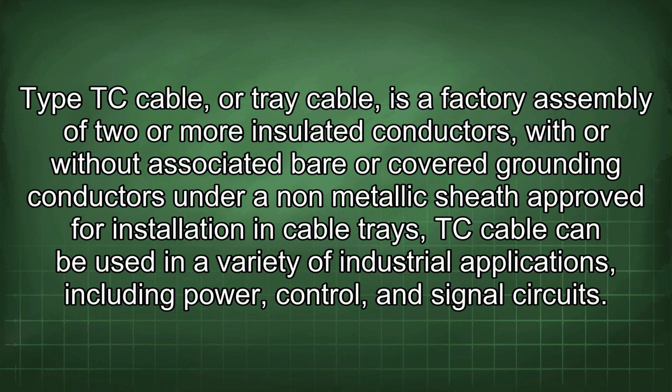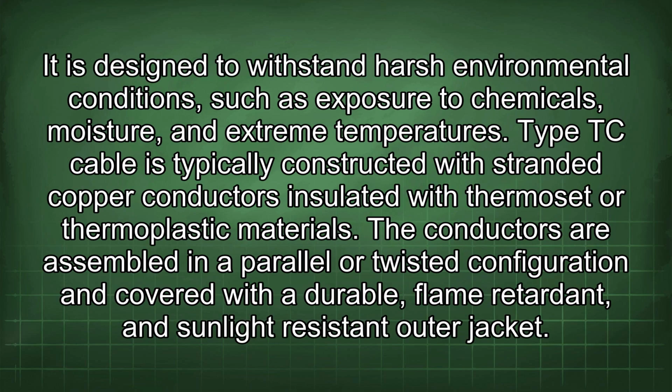Type TC cable, or tray cable, is a factory assembly of two or more insulated conductors, with or without associated bare or covered grounding conductors under a non-metallic sheath approved for installation in cable trays. TC cable can be used in a variety of industrial applications, including power, control, and signal circuits. It is designed to withstand harsh environmental conditions such as exposure to chemicals, moisture, and extreme temperatures.